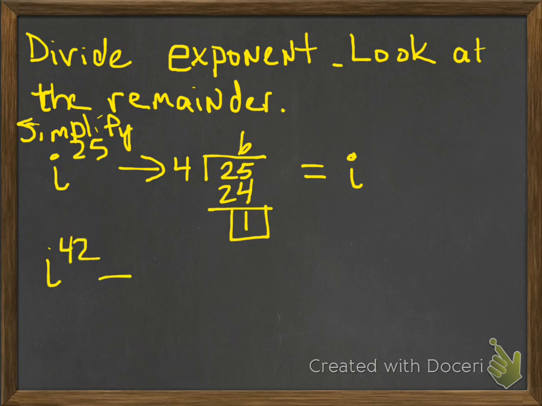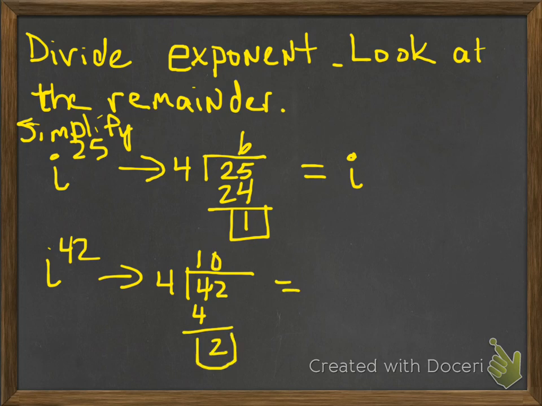You only look at the remainder. If it's a 1, you say i. If it's a 2, you say -1. If it's a 3, you say it's -i. And if the remainder is 0, then you just put 1, because that represents i to the fourth. Okay. Again, see here, I had a remainder of 2 when I divided 42 by 4. That's i squared, which means it's -1.